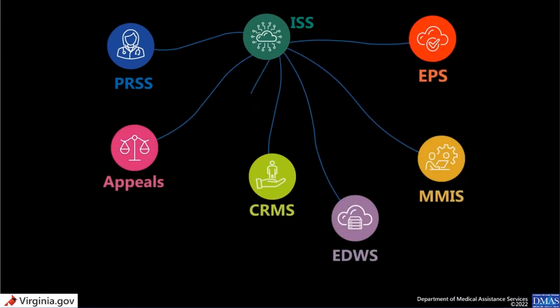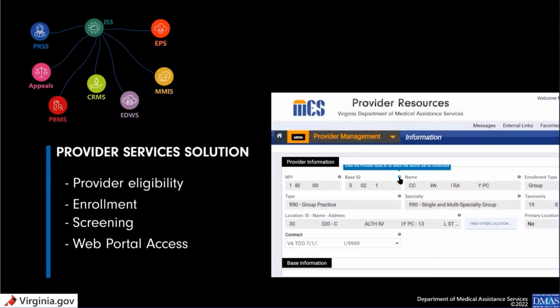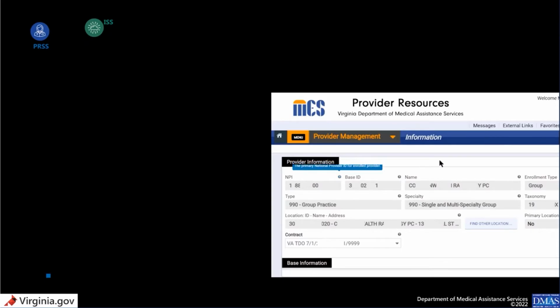Provider Services, known as PRSS, provides overall management for provider-related activities. PRSS connects to all MES modules. PRSS easily maintains and manages the providers in DMAS's network. For example, provider eligibility and enrollment and screening are all part of PRSS.